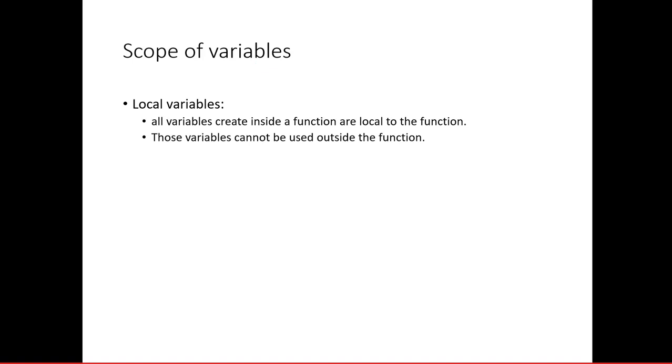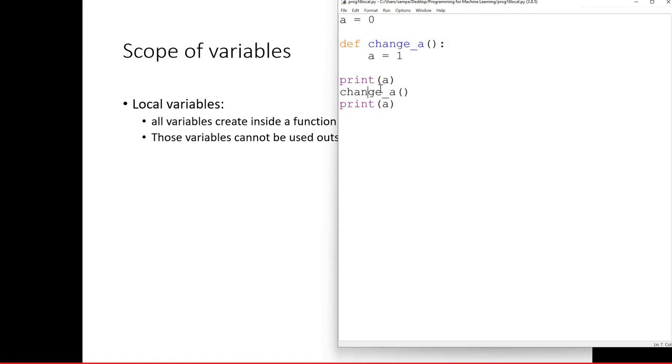That's the reason why, when we call the function, there is no change of this variable to this.